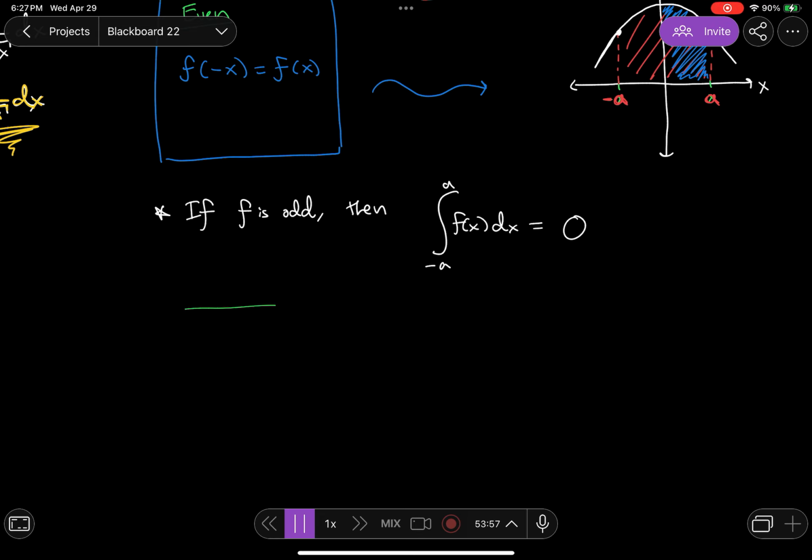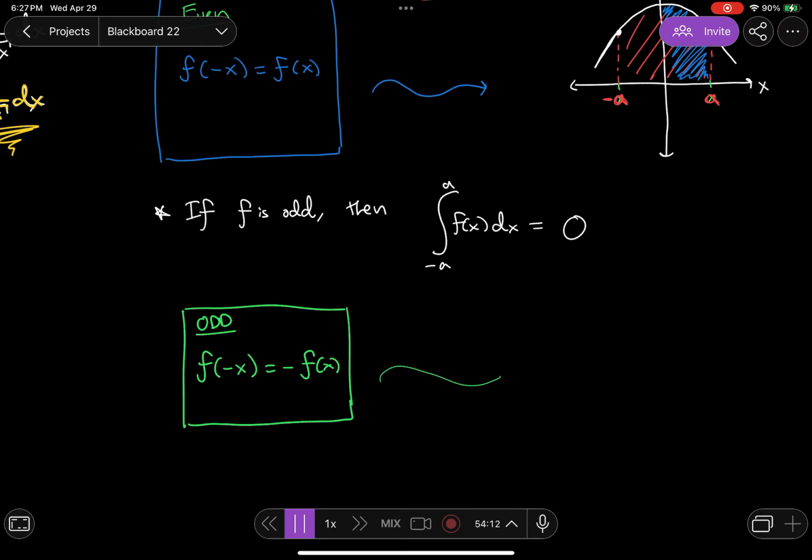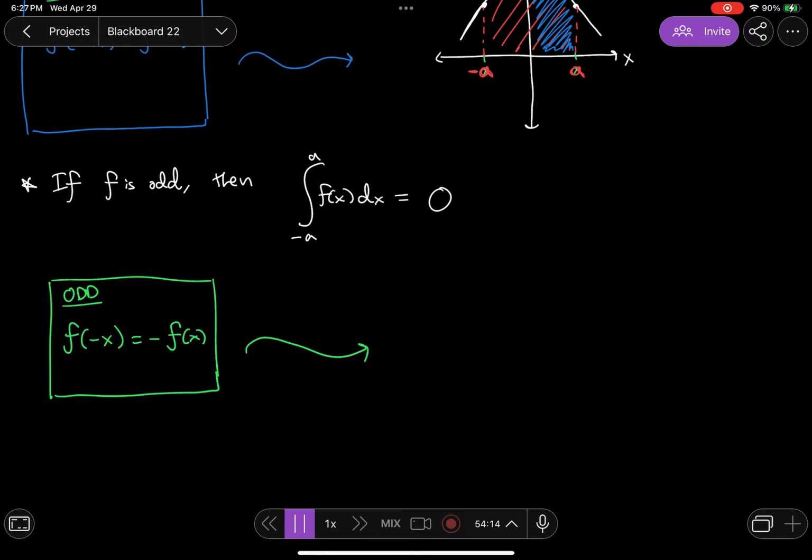So the definition of odd would be that f of negative x, so what does it mean for a function to be odd? F of negative x is always the same as the negative of f of x. All right, so what does that mean in terms of an integral?